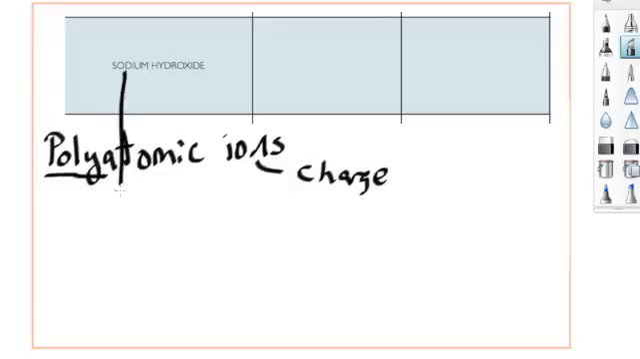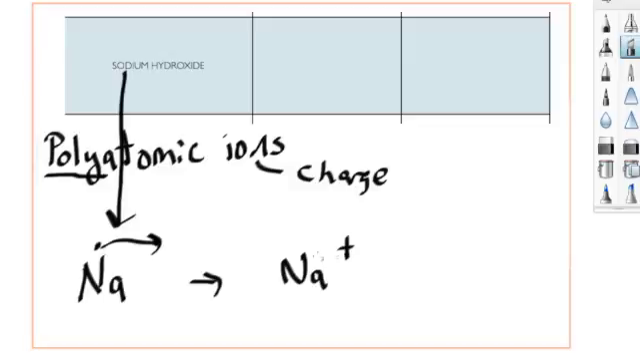So sodium is not. Sodium we have seen. Sodium has one electron, which will go somewhere else, resulting in a sodium ion. I'm going to use brackets still for now.